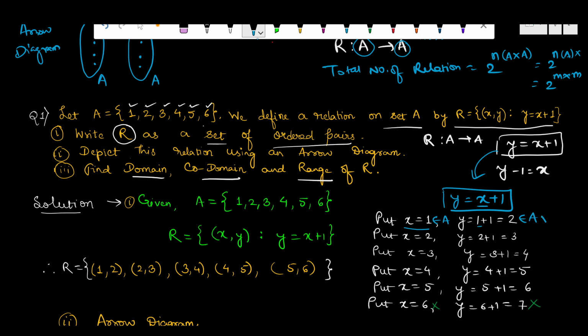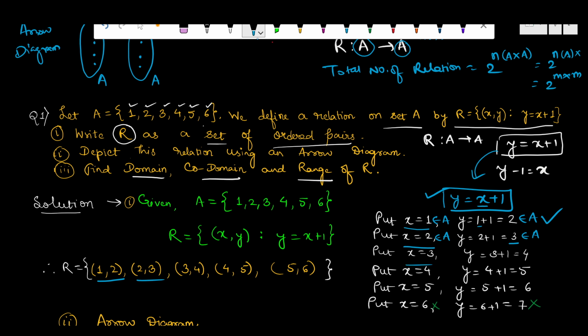This also belongs to set A, and this satisfies this condition as well, so (1, 2) belongs to R. Similarly, put x equals 2, you get y equals 3. Now this 2 also belongs to set A and 3 also belongs to set A, and this satisfies this condition, so (2, 3) belongs to R.